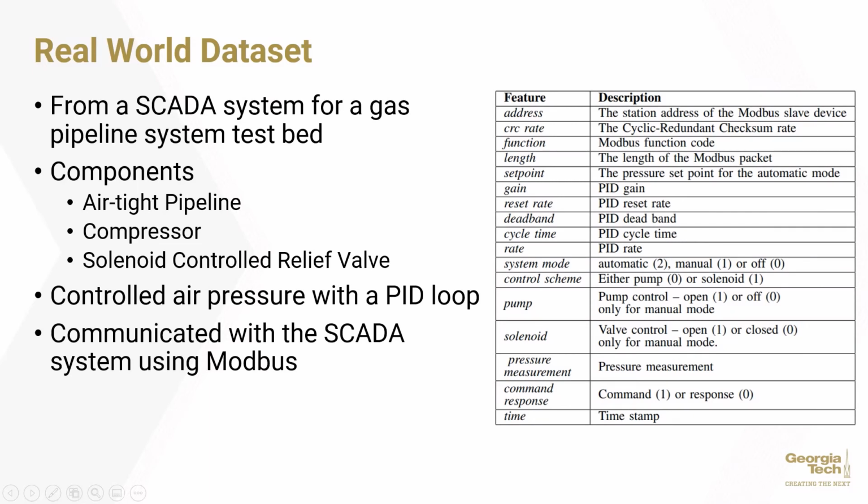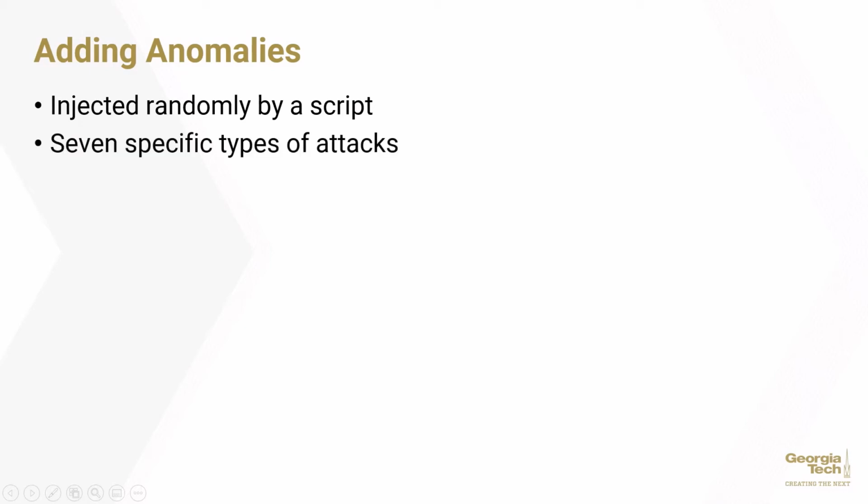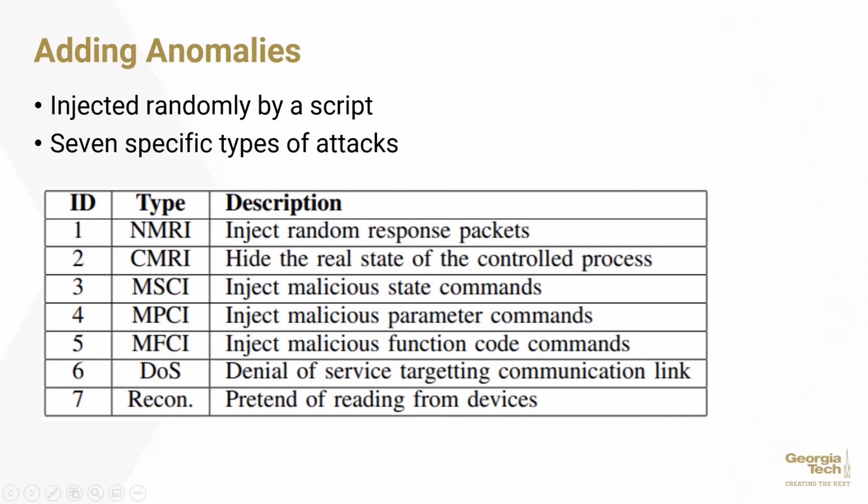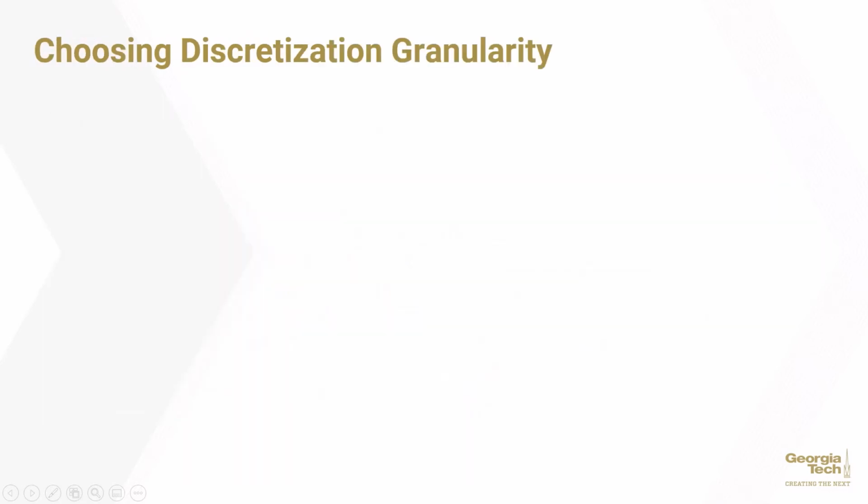And here you can see these from before. These are all the features that are being communicated to the SCADA system as part of that Modbus payload. They add anomalies or intrusions into this data by randomly injecting them with a script. And they use 7 specific types of attacks. So they inject random response packets, they hide the real state of the controlled process, they inject malicious state commands or parameter commands or function code commands, and they do denial of service, and they also do pretend reading from devices. So these are the 7 attacks that are being injected randomly into that real-world data set.